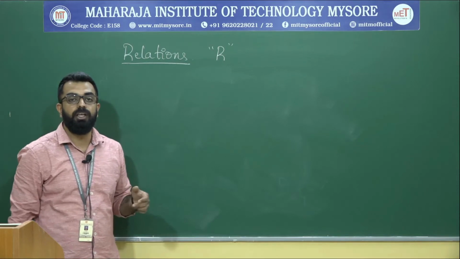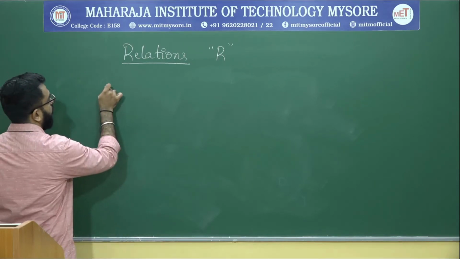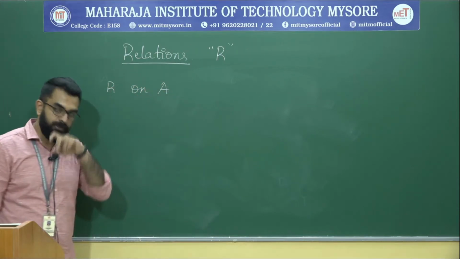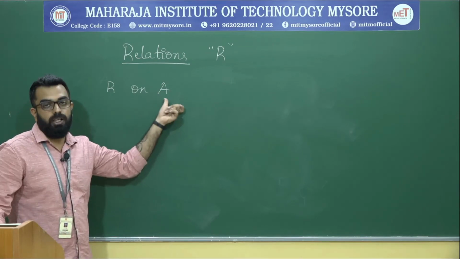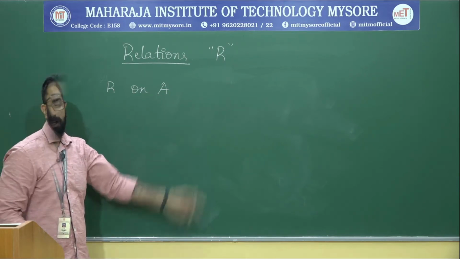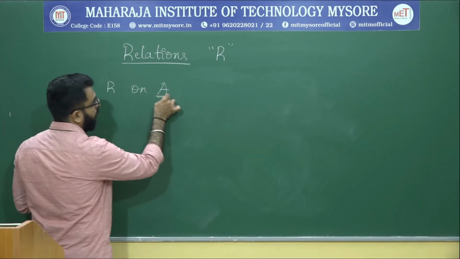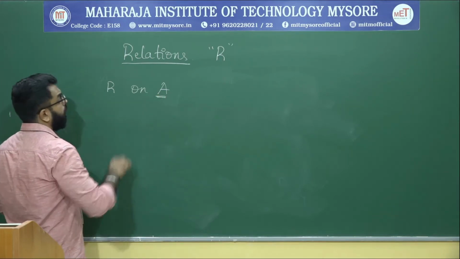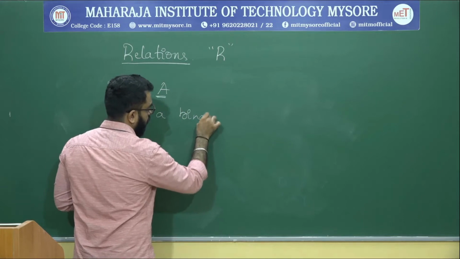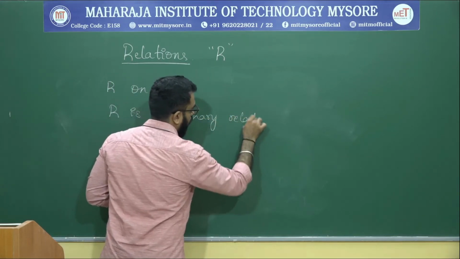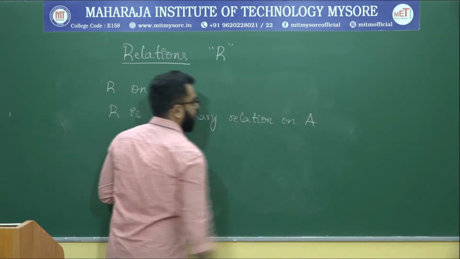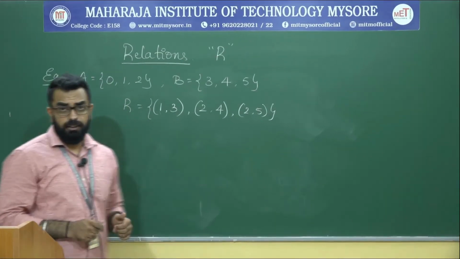Okay, we can have a relation defined on a single set also. If I say R is a relation on A, then it is nothing but a subset of the Cartesian product A cross A. If I have a relation defined on a particular single set A, then we call R a binary relation on A.